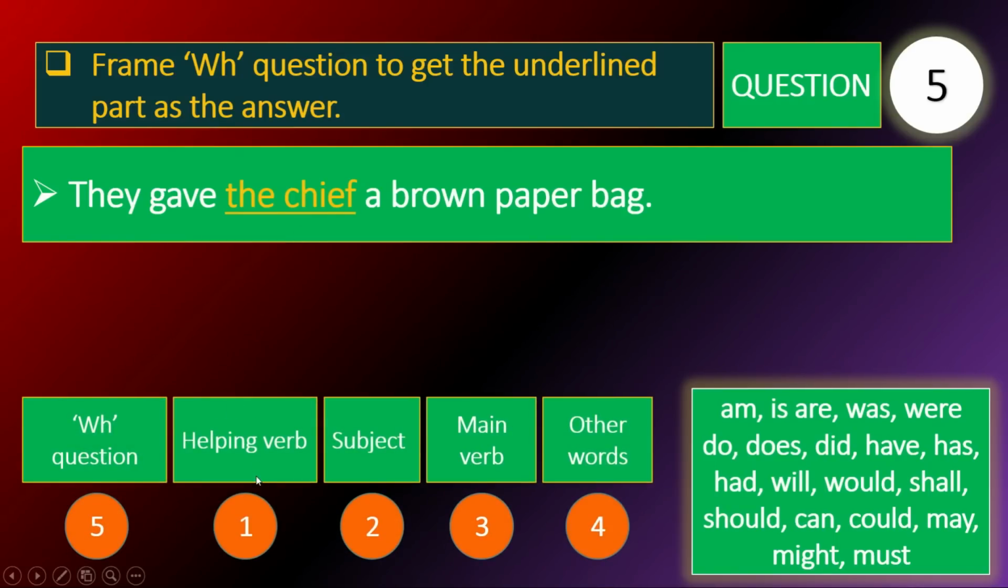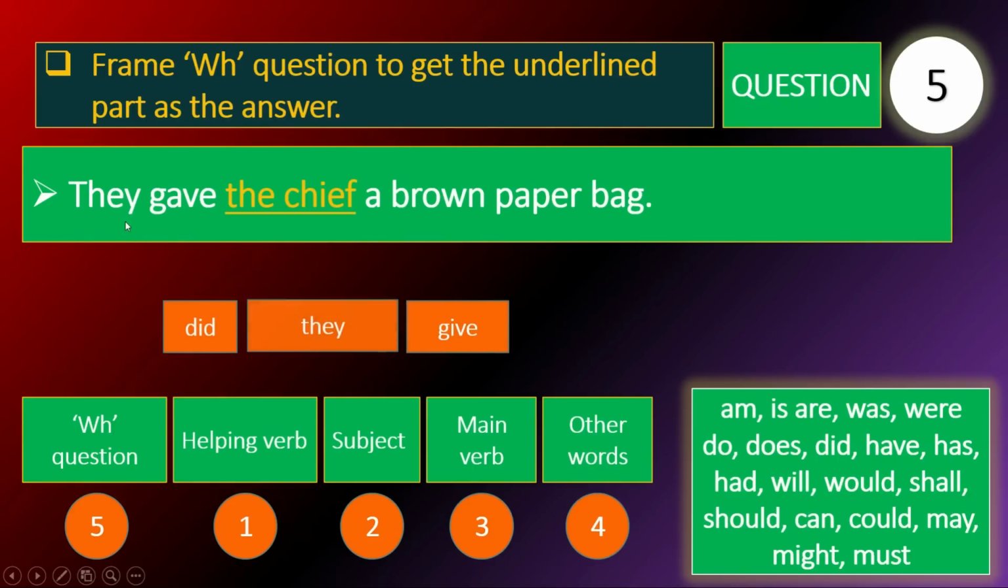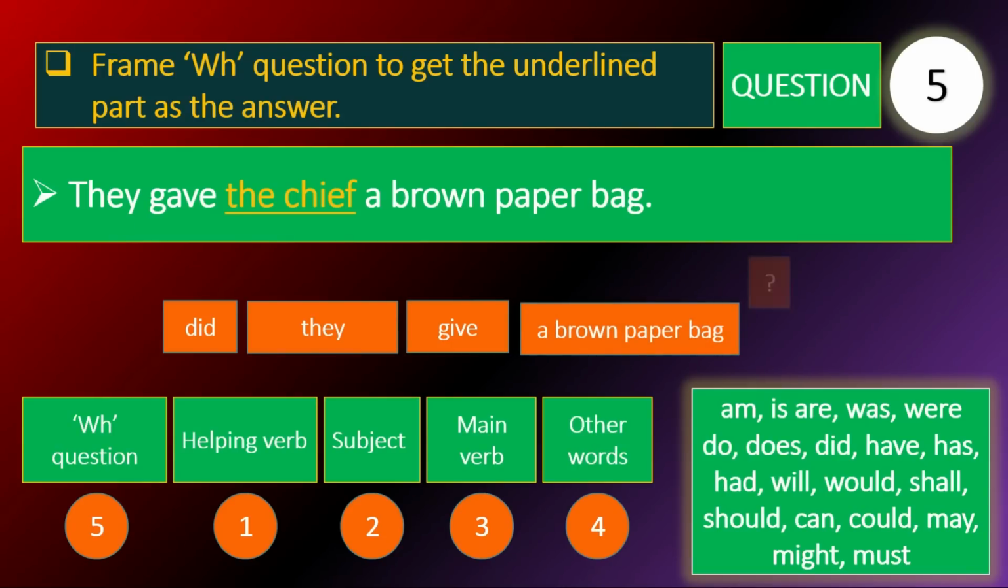And look at the order of the words. Helping verb, we have to find the helping verb. Just like we did before, gave is V2 and you can split that into did and give. And then you put the subject between them. So, did they give what? A brown paper bag. A question mark. Did they give a brown paper bag? Now we have framed a yes or no question. Because did they give a brown paper bag? The answer should be either yes or no.